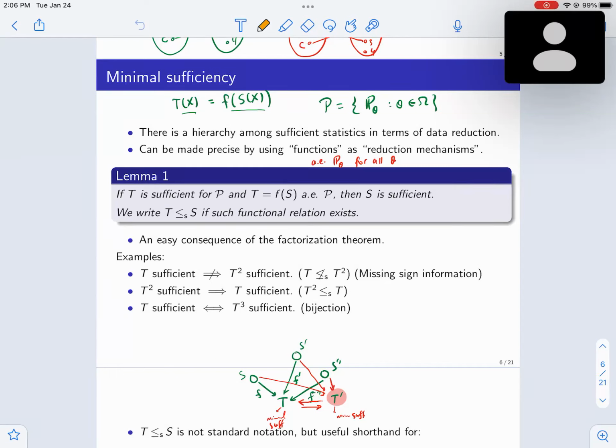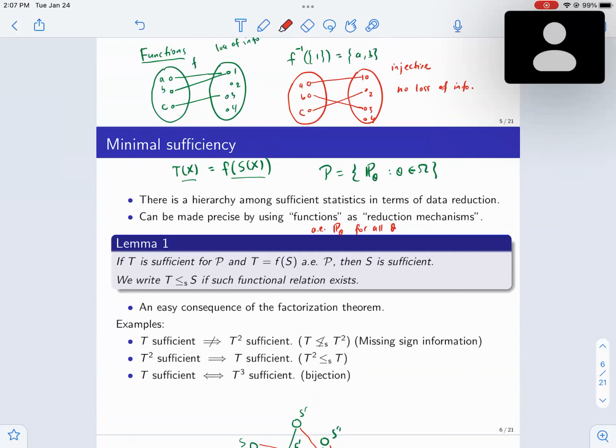And that led to the idea of minimal sufficiency, which is also motivated by this lemma: if you have T sufficient for a family of probability distributions, or for a model, basically, then if I can write T as a function of another statistic S, then S has to be sufficient, because applying a function reduces information.